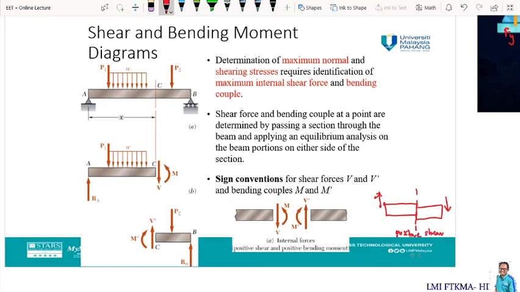The shear at any given point of a beam is considered positive when the external forces, the load and the reaction acting on the beam, tend to shear off the beam at that point as indicated here. So if the beam is being sheared off like this, we can say that the shear force is positive in that direction. For bending moment, let's say the beam is being bent in this direction. We can also say that the bending moment at any given point of a beam is positive when the external forces acting on the beam tend to bend the beam at that point upward.